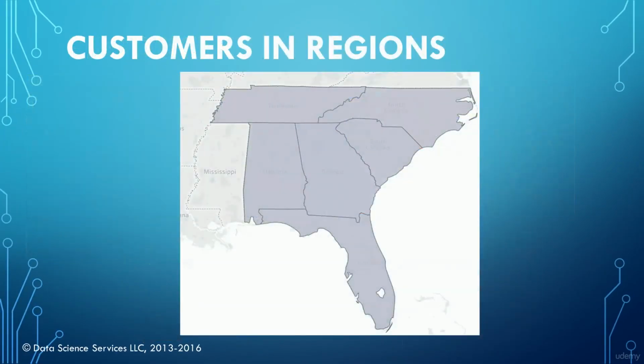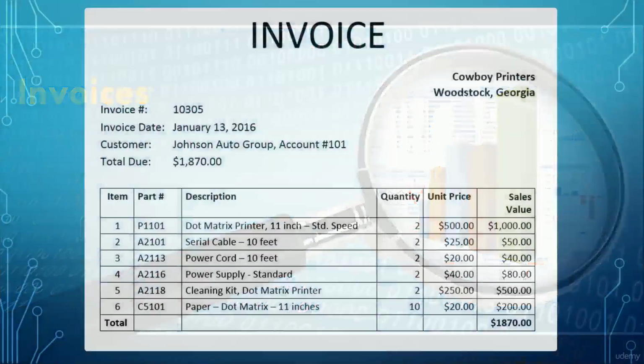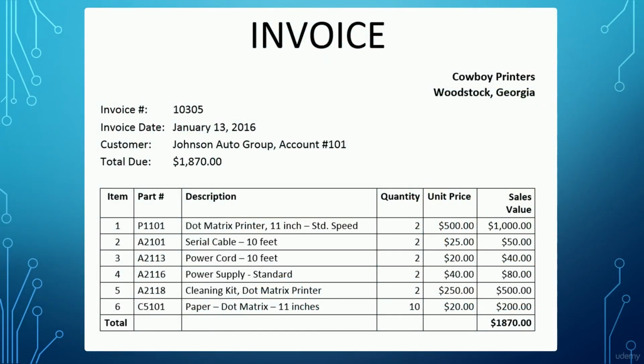Now, Cowboy Printers sells to customers in the southeast of the United States, to customers in Georgia, Tennessee, Florida, Alabama, and the Carolinas. Before opening the spreadsheet, I'd like to explain a little bit more about the meaning of sales data. It's important to understand the context and the source of the data before beginning an analysis.